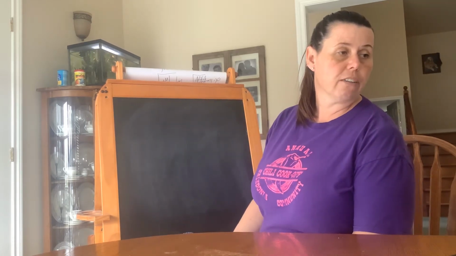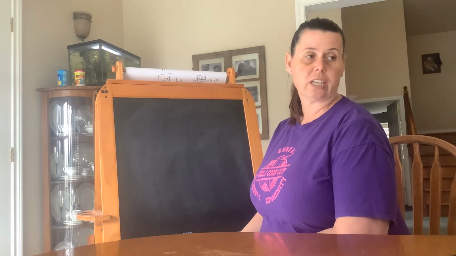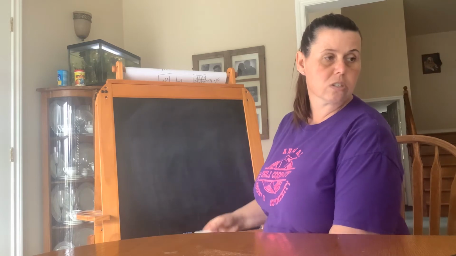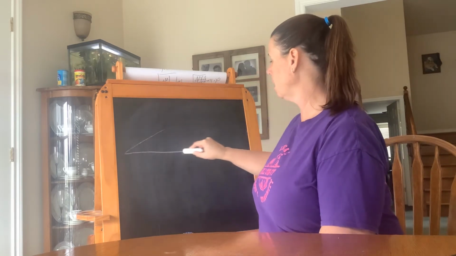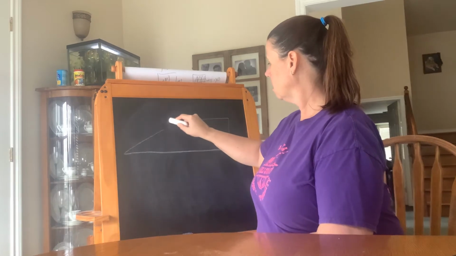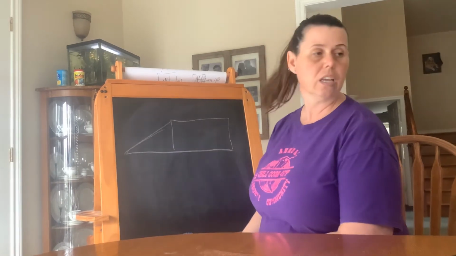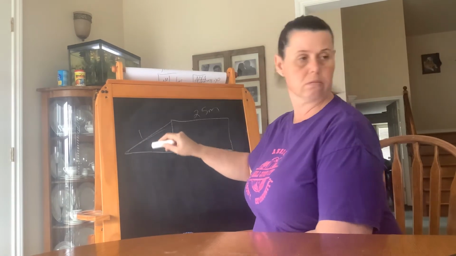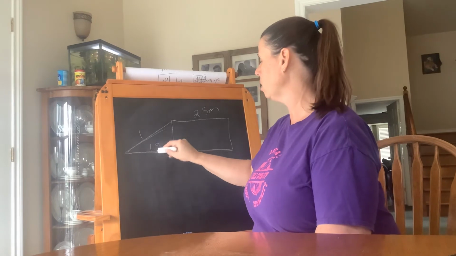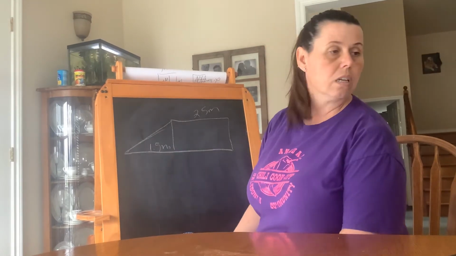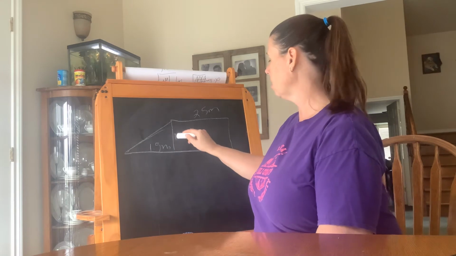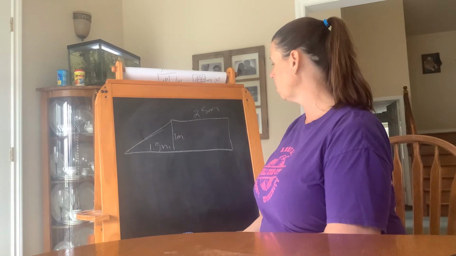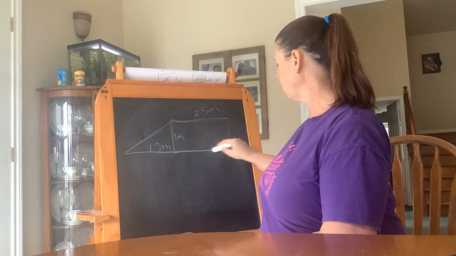Number 5, find the area of these trapezoids. Don't forget to check the units. Okay, so in the first one, we've got 2.5 meters. We've got one that looks like that, right? And it's 2.5 meters here, 1.5 meters here, and 1 meter here. They have given you all the measurements you need. All the units agree. You don't have to do any converting. They've given you the measurements to be able to figure out this.